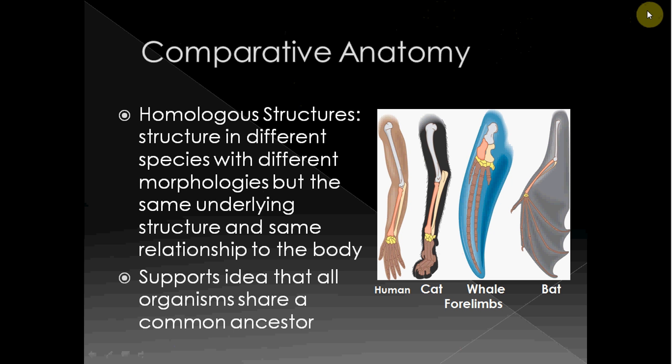Finally, comparative anatomy is another kind of evidence for evolution, and there are three different types of comparative anatomy, which are homologous structures, vestigial structures, and analogous structures. The latter is not evidence for evolution. Homologous structures are structures in different species with different morphologies, but the same underlying structure and same relationship to the body. An example is the forelimb of a human, cat, whale, and bat. All of these structures look very different from the outside, but they do have a similar structure. This supports the idea that all organisms share a common ancestor.